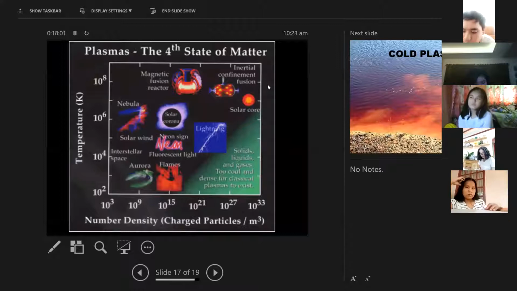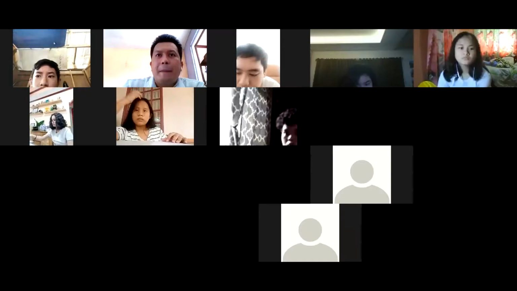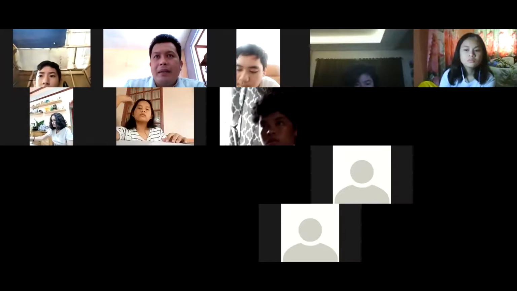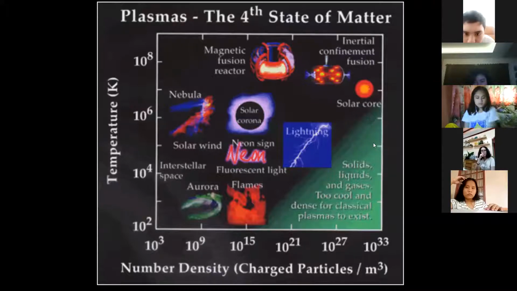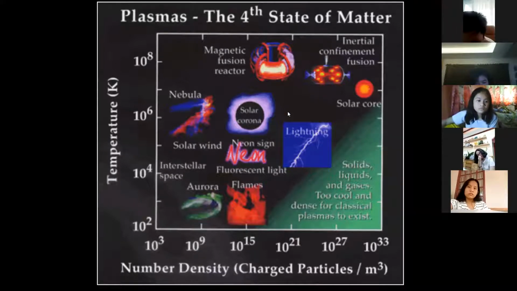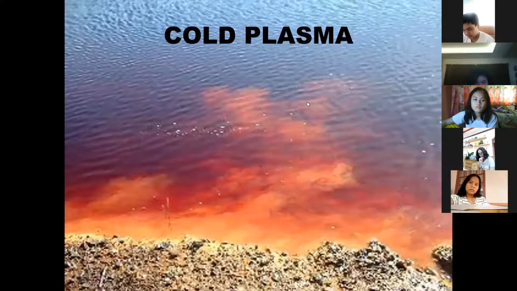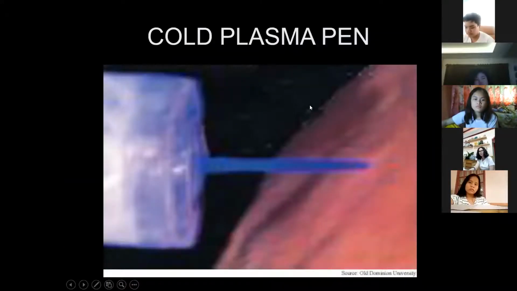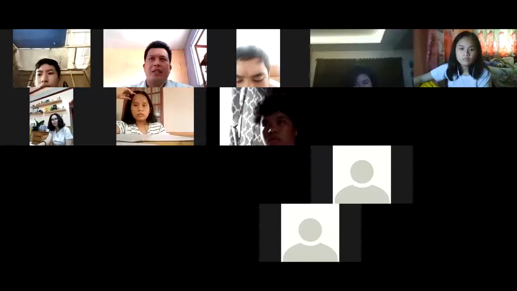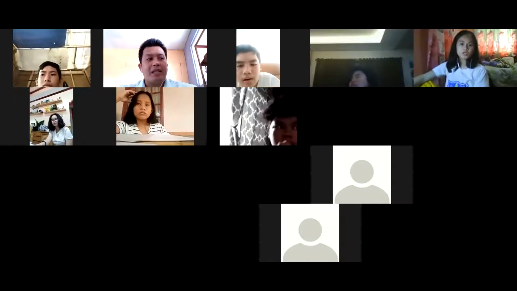So here is a picture of the four states of matter. The picture is not so clear, class. So here are examples of plasma: solar nebula, solar corona, lightning, flames, aurora borealis, inertial fusion, solar core, magnetic fusion reactor, and the likes. We have here some cold plasma pen, which you can mostly see in some sci-fi movies. I don't know if you have seen a plasma pen, but they can be seen in some sci-fi movies, class.